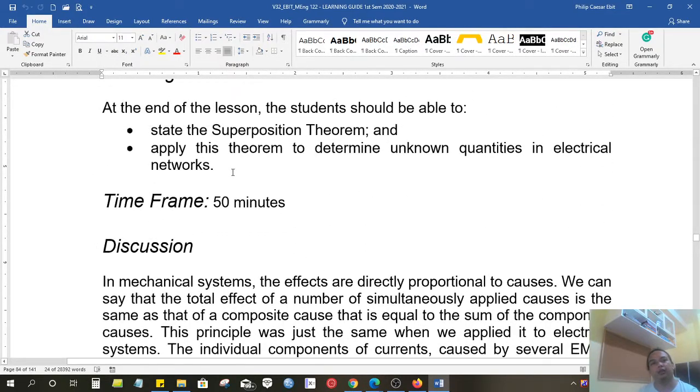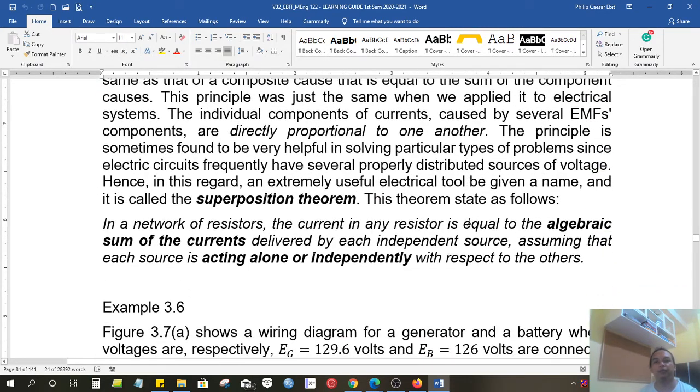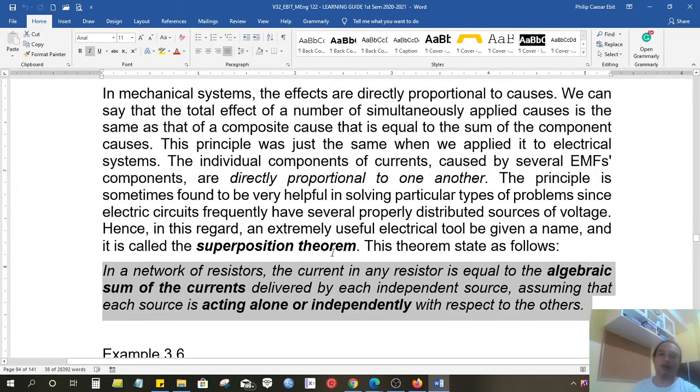So, at the end of the lesson, you should be able to state the superposition theorem, then apply this theorem to determine unknown quantities in electrical networks. The theorem states that in a network of resistors, the current in any resistor is equal to the algebraic sum of the currents delivered by each independent source, assuming that its source is acting alone or independently with respect to the others. So memorize that, because it will appear in the exam. Did you get the meaning of the superposition theorem?